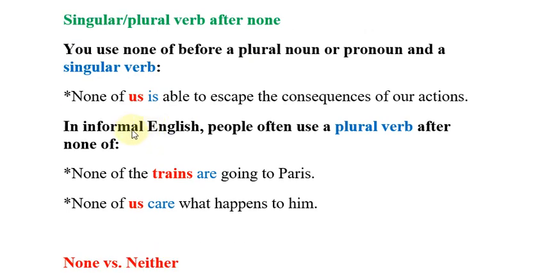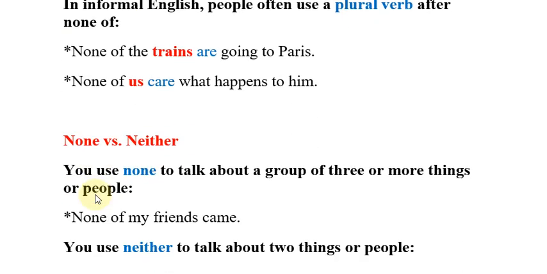In informal situations, you can use plural verbs like this one here. None of the trains are going to Paris. This one is informal. Now, if you want to make this formal, you can say none of the trains is going to Paris. Another informal example, none of us care what happens to him. This one is informal. Good so far.